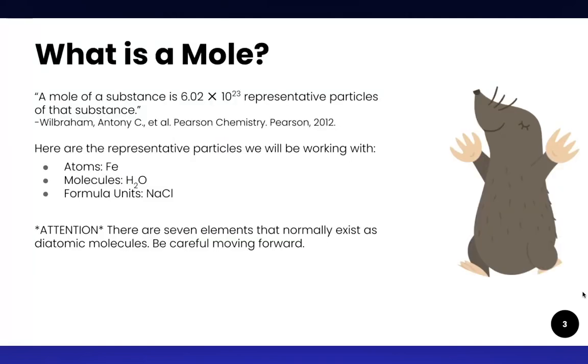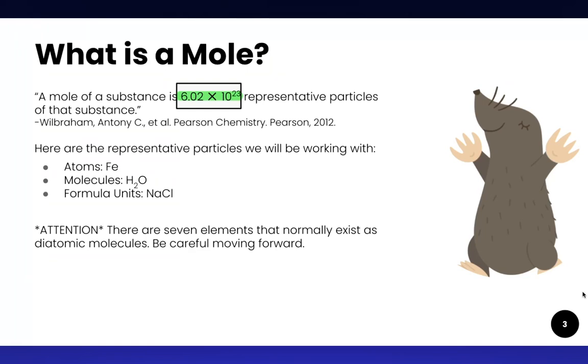So, like I said, a mole of a substance is exactly 6.02 times 10 to the power of 23 representative particles of a substance. Now, 6.02 times 10 to the 23 is a very important number to have in your notes. We're going to use that a lot, and you are going to use it in calculations today.